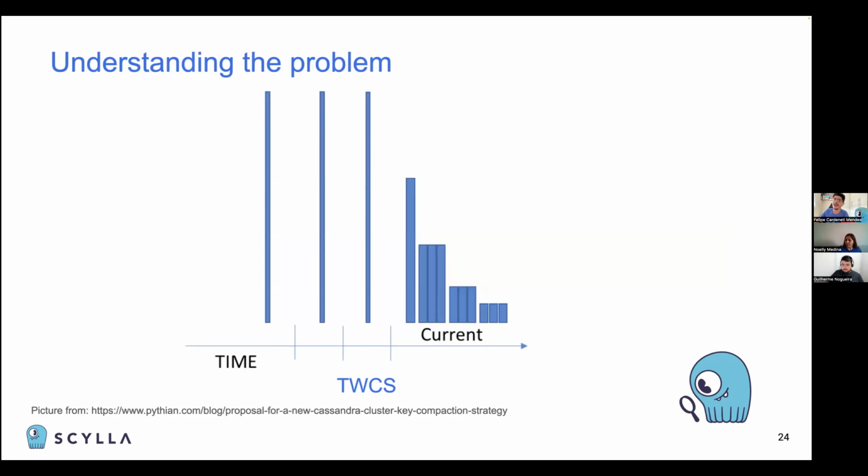Of course. Thanks, Noeli. Under the hood, what the time window compaction strategy does is essentially split your data into what we call time buckets, as you define when you create your table. Time window compaction strategy, as you explained, is a great fit for time series workloads because all data within a specific time window gets compacted all together.